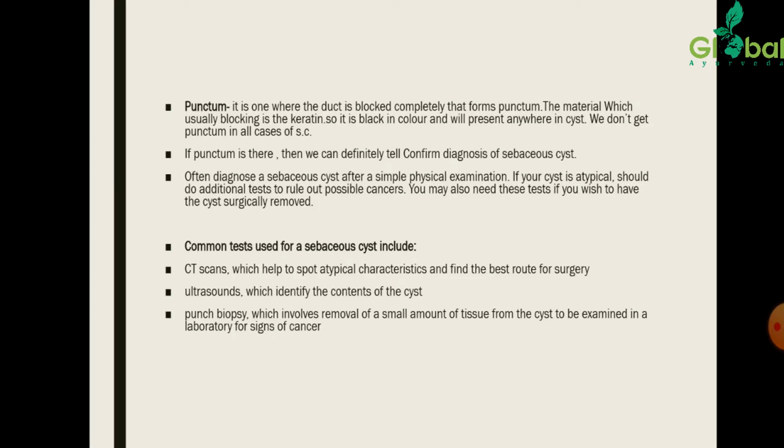Doctors often diagnose a sebaceous cyst after a simple physical examination. If your cyst is atypical, additional tests should be done to rule out possible cancer. You may also need these tests if you wish to have the cyst surgically removed. Common tests used for sebaceous cyst include CT scan, which helps to spot atypical characteristics and find the best route for surgery; ultrasound, which identifies the content of the cyst; and punch biopsy, which involves removal of a small amount of tissue from the cyst to be examined in a laboratory for signs of cancer.